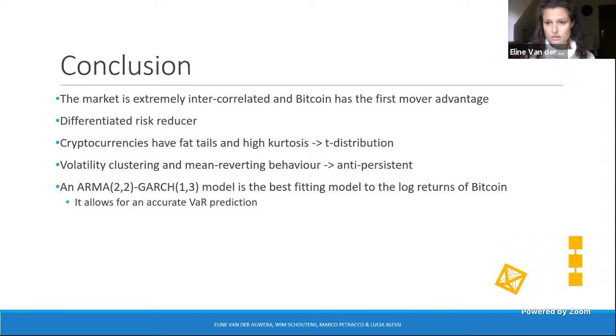Our model was specified correctly by a number of terms, and this ARMA-GARCH model has the nice advantage of using it for a value at risk prediction. If you want any more information or if you have any questions, please ask and do not hesitate. Thank you so much for listening.